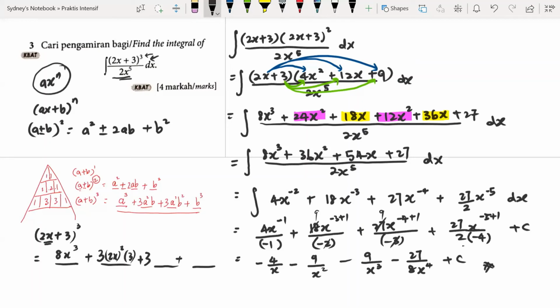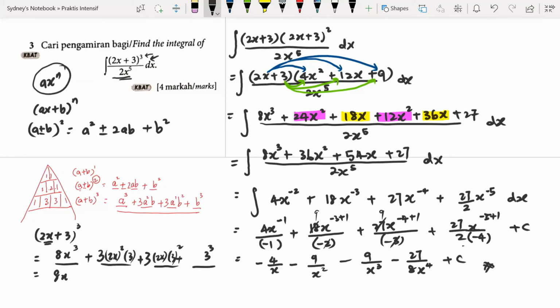And next, the coefficient is 3. We will have 2x, where the power 2 will become power 1, and 3 increases to 3 squared. And finally, we will have 3 to the power of 3, because (2x) to the power of 0 is 1. The coefficient for the last term is also 1. So now we can simplify everything.